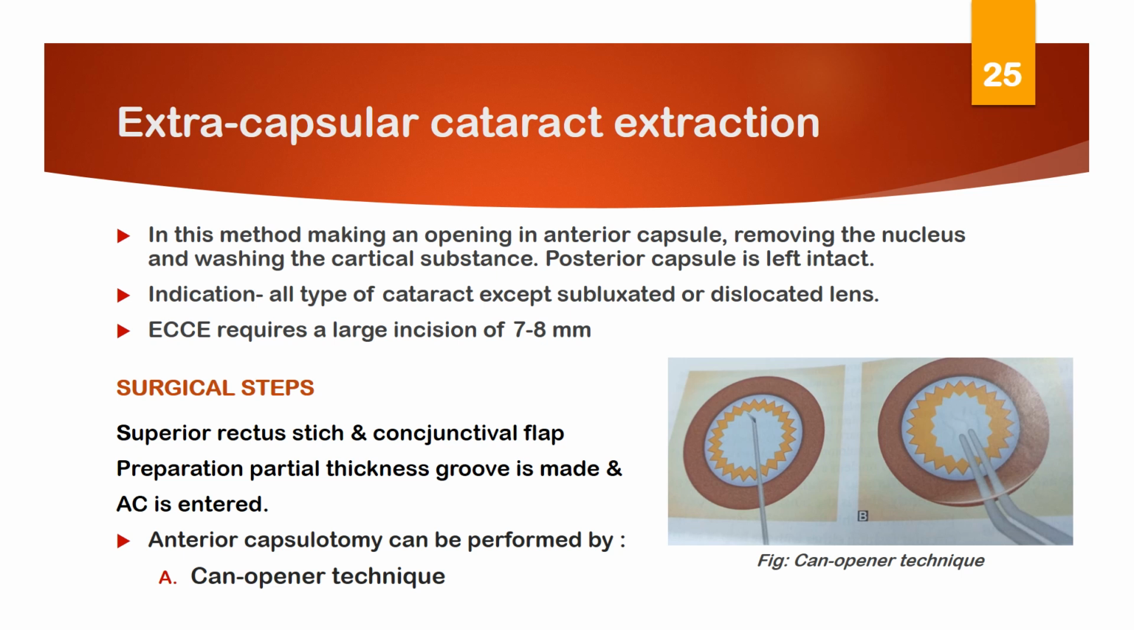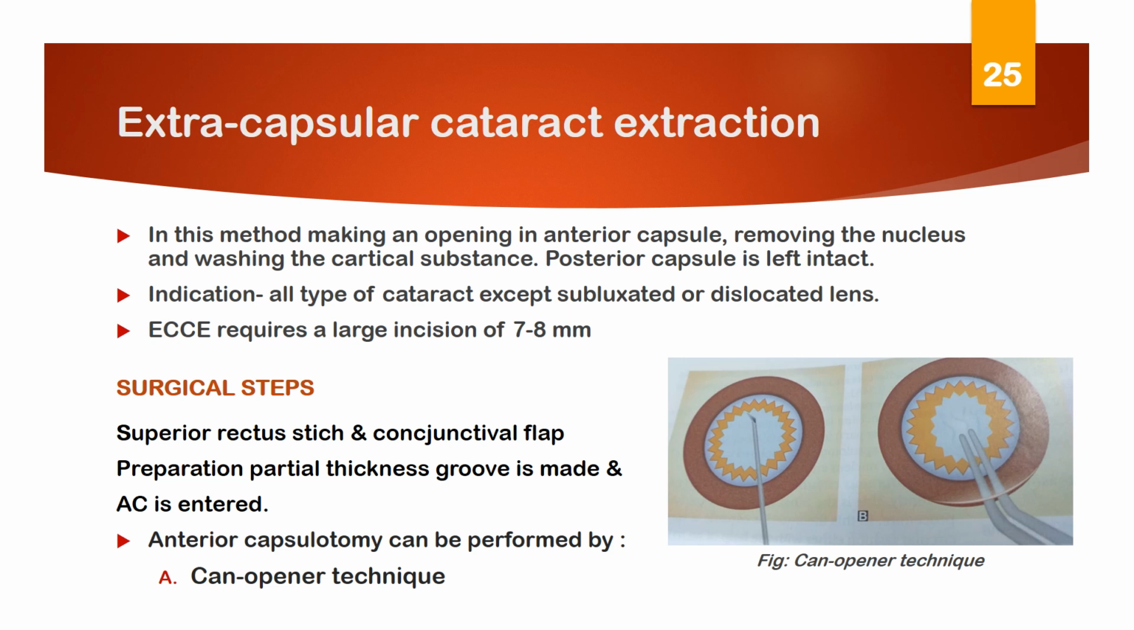Extracapsular cataract extraction. In this method, an opening is made in the anterior capsule, the nucleus is removed and the cortical matter is washed out. The posterior capsule is left intact. Its indication is all types of cataracts except the subluxated or dislocated lens. ECCE requires a large incision of about 7 to 8 mm.